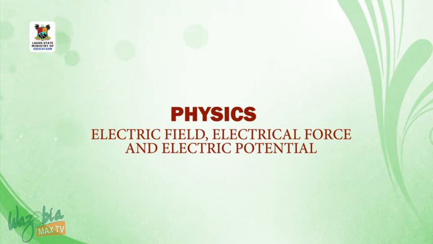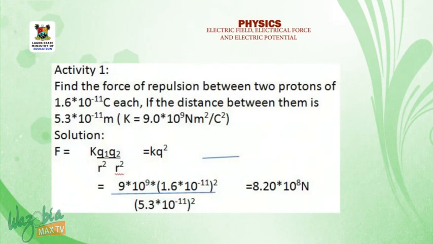Welcome back. Activity 1. Find the force of repulsion between two protons of 1.6 times 10 raised to negative 11 coulomb each, if the distance between them is 5.3 times 10 raised to negative 11 meter. (K is equal to 9.0 times 10 raised to power 9 newton meter squared per coulomb squared.) Solution.